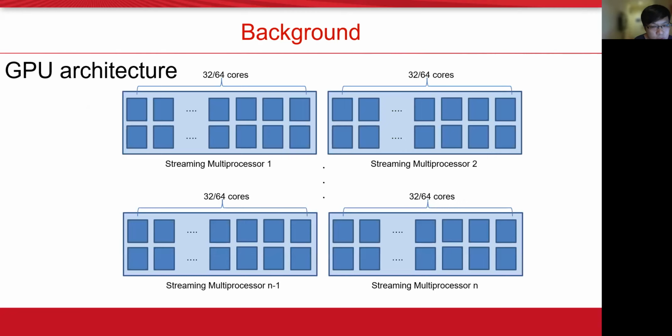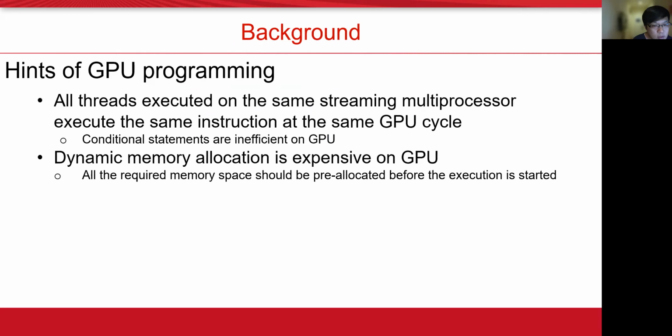Let me first introduce some features of GPU processing briefly. Each GPU is composed of multiple streaming multiprocessors, and each streaming multiprocessor contains multiple cores. All threads executed on the same streaming multiprocessor execute the same instruction at the same GPU cycle. So conditional statements are inefficient on GPU. On the other hand, dynamic memory allocation is expensive on GPU.